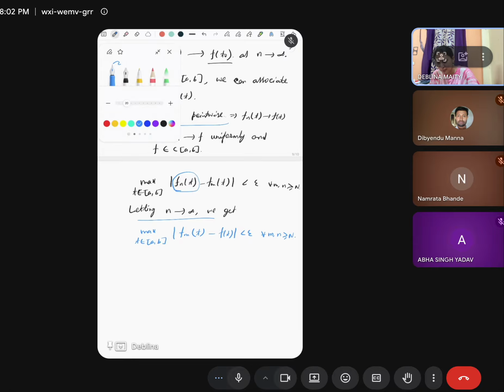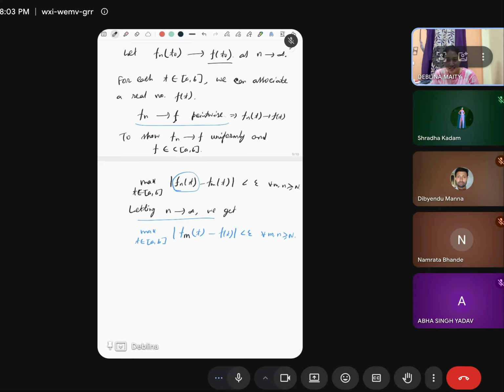Now this already means Fn goes to F uniformly, right? Because the maximum value of Fnt minus Ft is less than epsilon. Oh sorry, here since I have taken n tends to infinity, this is for all m greater equals to N, right? So this implies Fn converges to F uniformly.